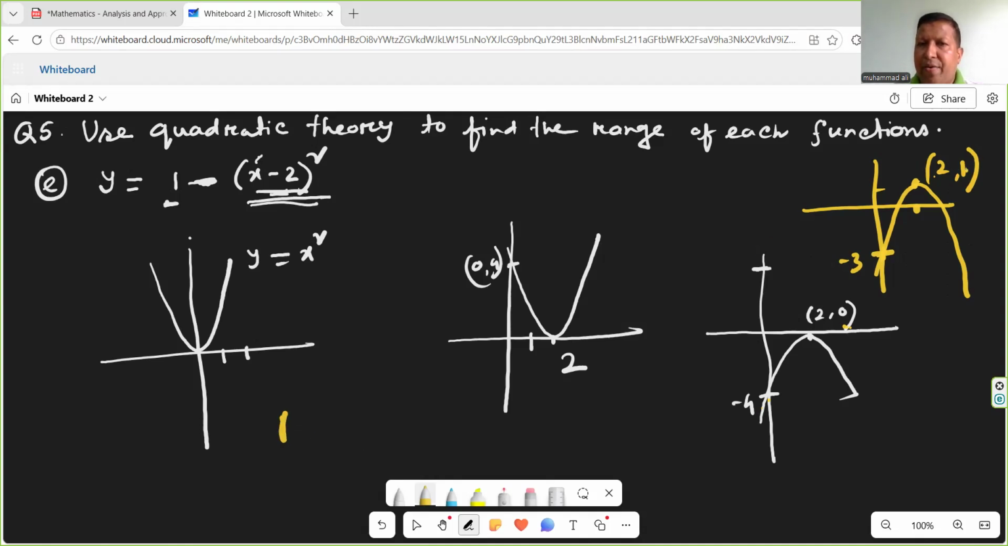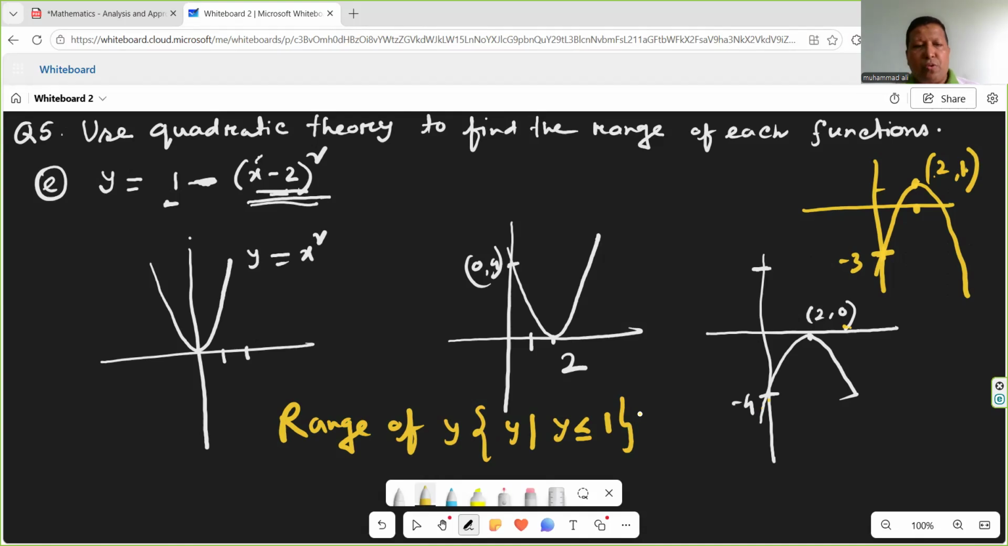So we have to write range of y such that y less than equals to 1. Students, when you want to find out the range of this type of curve, it will be better to try to gain the idea about sketching this type of curve. So it will be easy for you.